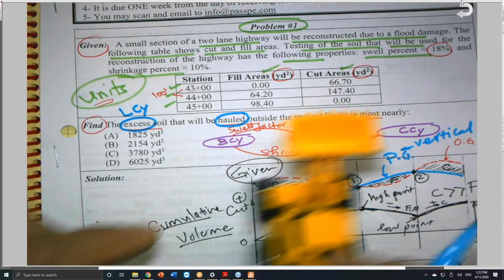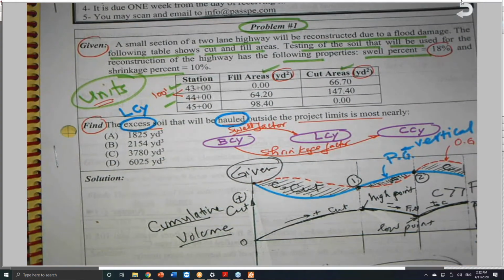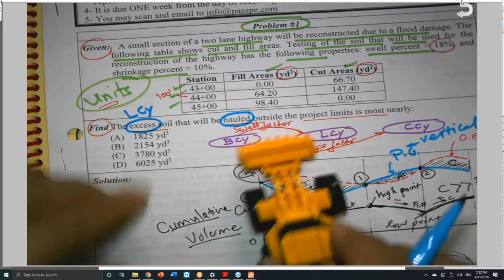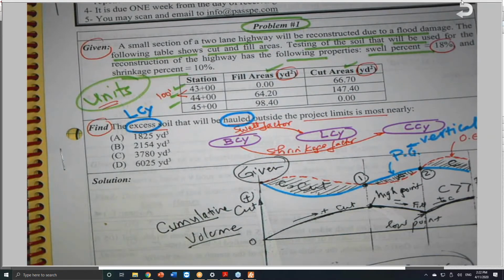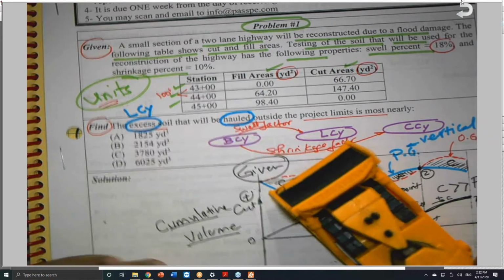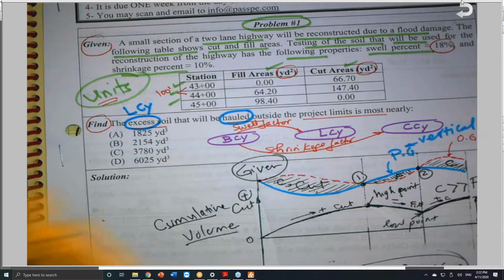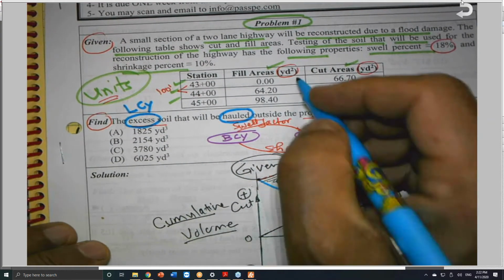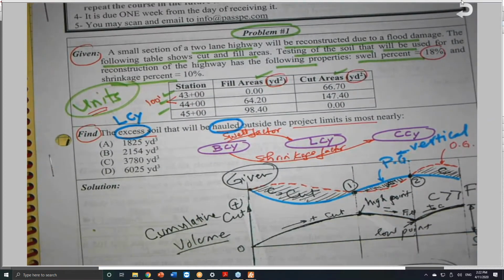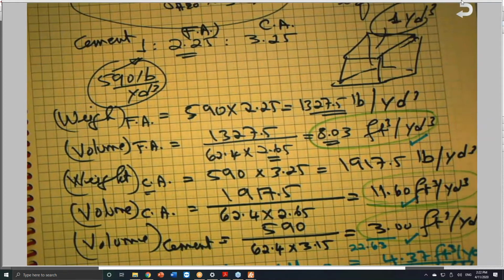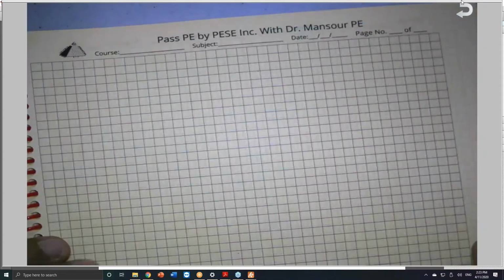So when the material is hauled in a truck, or if a dozer is pushing it, okay, where is my dozer? Here it is. Pushing it, it will be loose. So you need to know that. So we need to get the volumes. And as you know, the volume computations are very important also for construction.